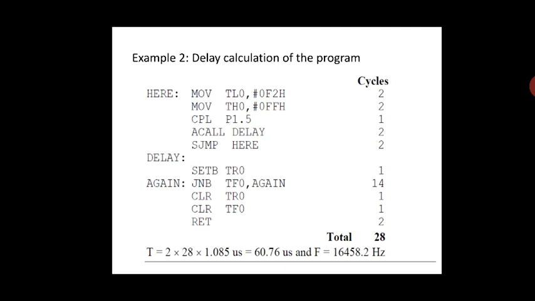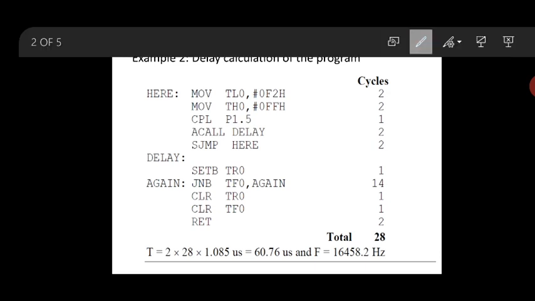When I sum up each line instruction and its corresponding cycles, it will take a total of 28 cycles for execution. This is a program to generate a square wave like this, with a high and a low, obtained from port 1.5. It is bit 6 that will be getting complemented every time, and we keep on getting the output in the form of a square wave.